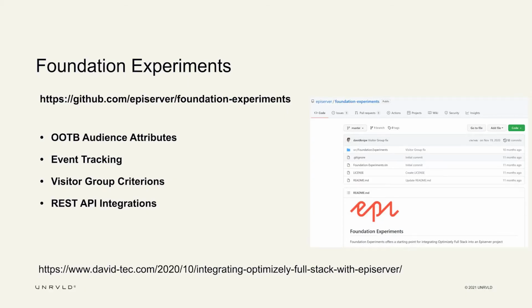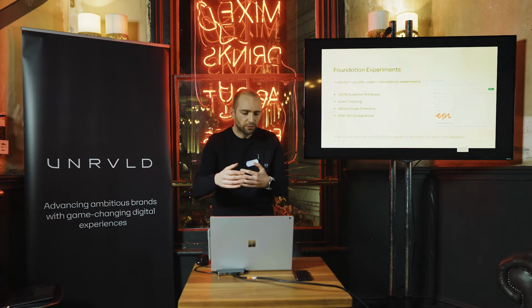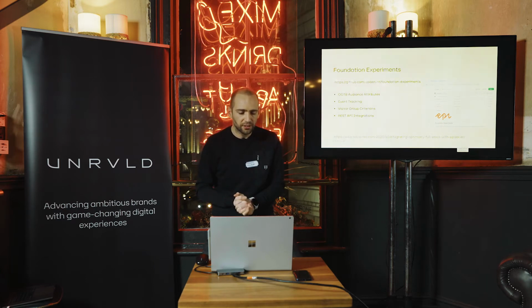So now for setting it up in code. First of all, there's a really useful foundation experiments code base. This was created by David, and it's available in the Optimizely GitHub. It's a project that you drop into your solution. It's agnostic to CMS and commerce and gives you some great integrations, like a lot of the audience attributes I've just talked about, some event tracking, and visitor group criteria that are integrated through the APIs too, so you don't necessarily need a deployment to create your experiment, and then some REST API integrations.